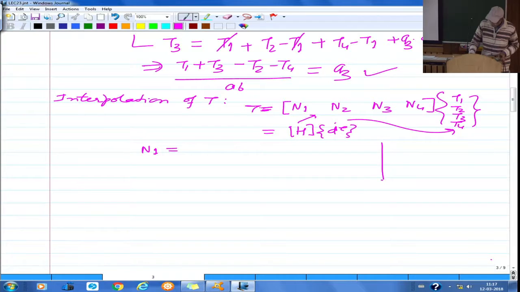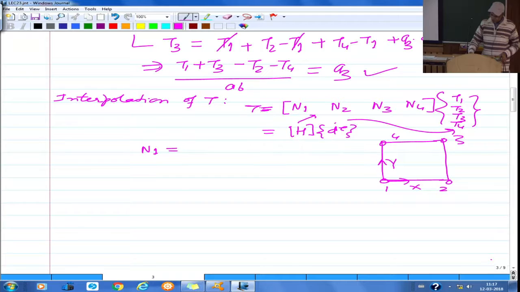Let me sketch the element shape here again. I don't want to go up and down again and again. So this is node 1, 2, 3, 4, capital X here and capital Y here. What is N1? N1 corresponds to node 1 because it is multiplied with T1, which is the value of T at node 1. So N1 should be unity at node 1 and 0 at nodes 2, 3 and 4. For that, we can write the equation of this line and multiply them together, and we actually get the shape function N1.